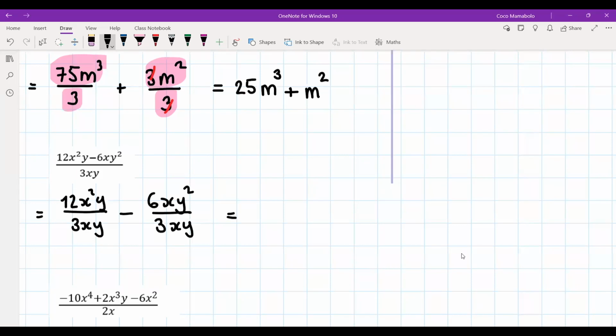Let's see. All right. So in the first one, I'm going to get 12 divided by 3, which will give me 4. And then I've got x squared divided by x, which is x. And then y divided by y will give us 1. So we're just going to multiply by 1. And that's going to give us 4x anyway. Minus, then I'm going to get 6 divided by 3, which will indeed give me 2. X divided by x will give us 1. So 2 times 1 is 2. And then y squared divided by y is indeed y.